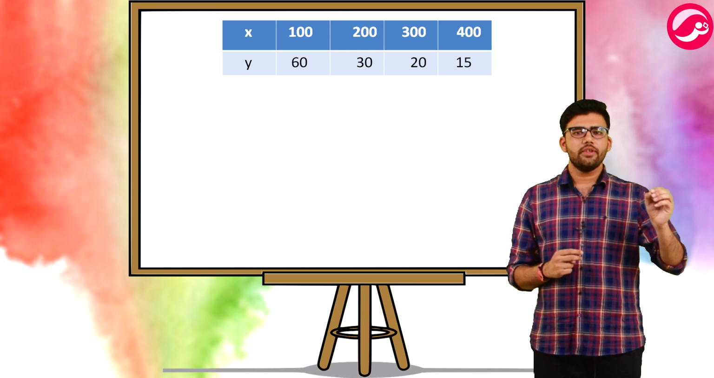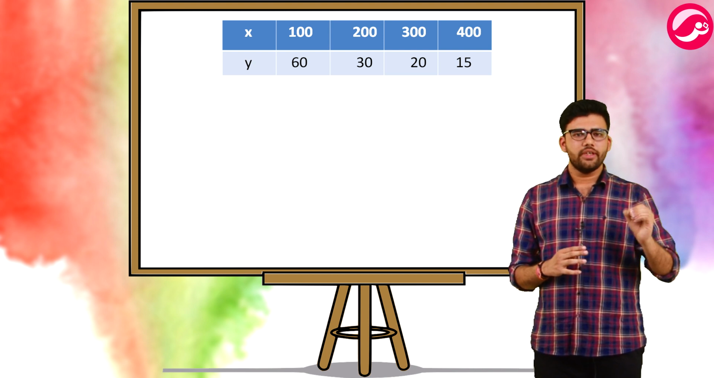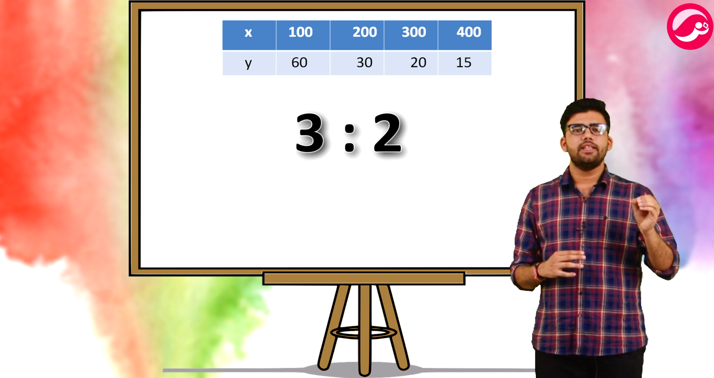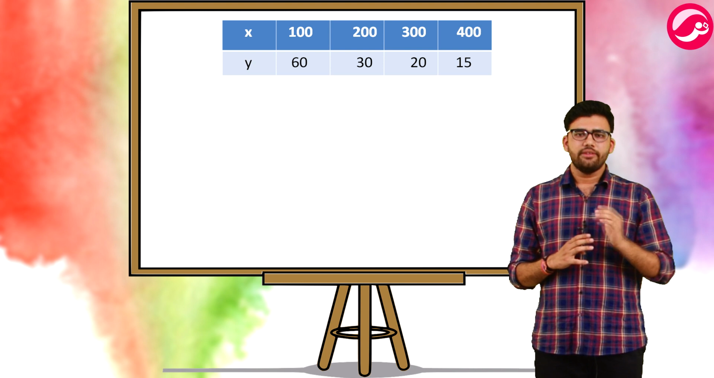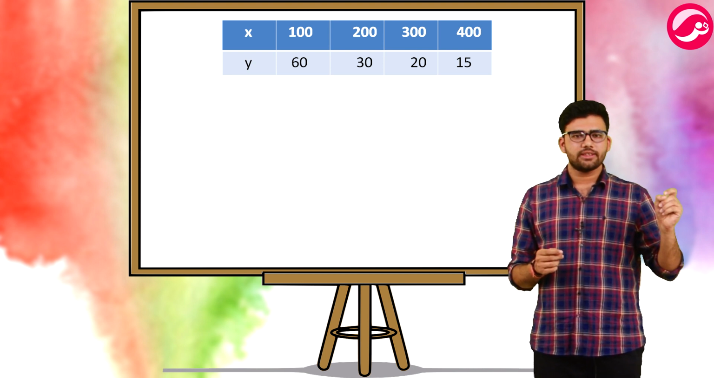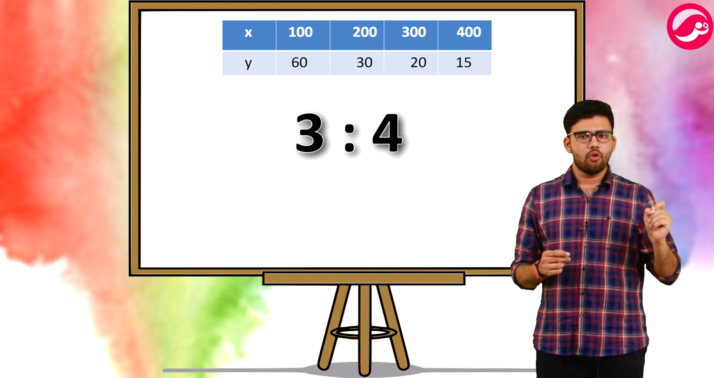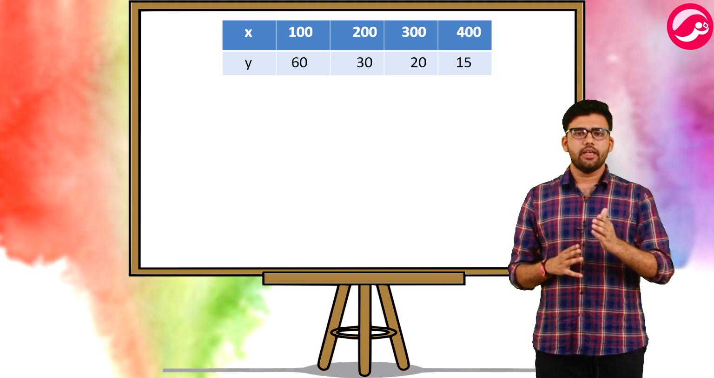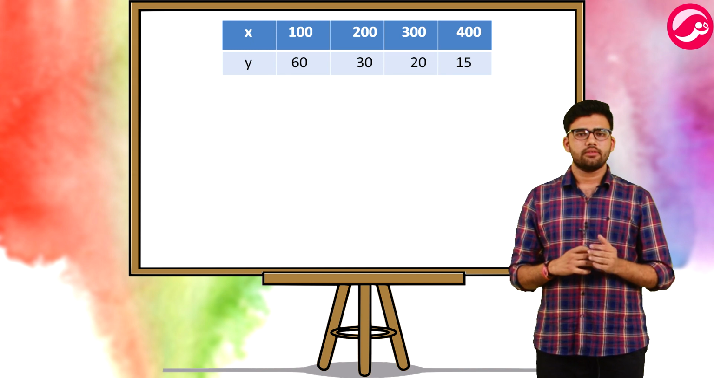Similarly, the ratio by which x increases when going from 200 to 300 is 2:3, and the ratio by which the corresponding value of y decreases from 30 to 20 is 3:2. Again, we find that the ratios are inverse to each other. Now, if we see the values of x from 300 to 400, the ratio will be 3:4, which is the inverse of the ratio 4:3 of the values of y. Therefore, we can say that x and y are in inverse ratio to each other.